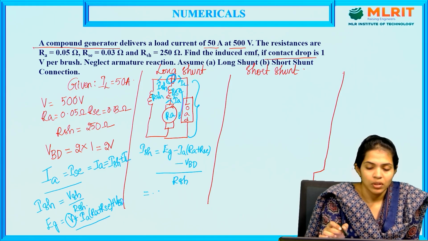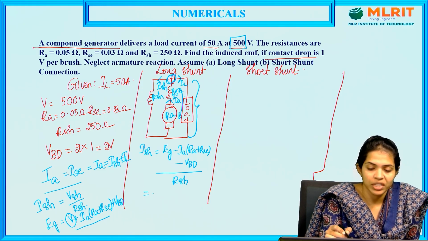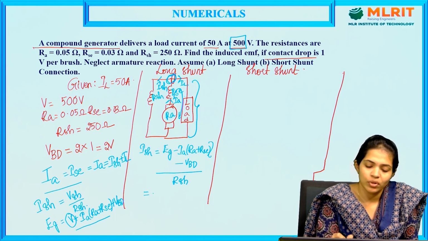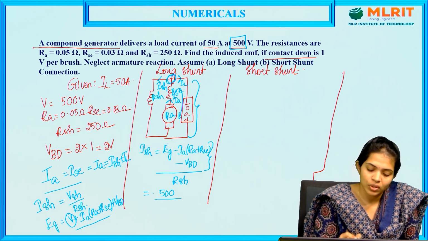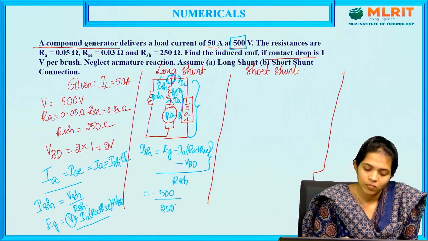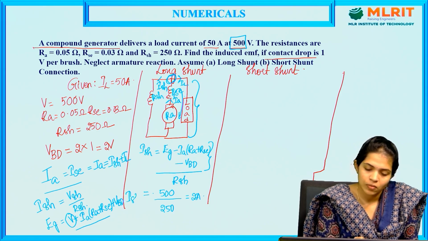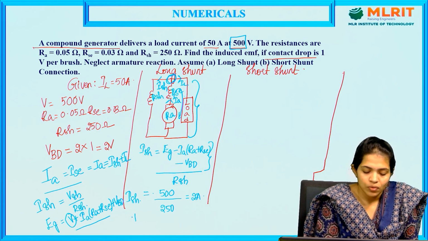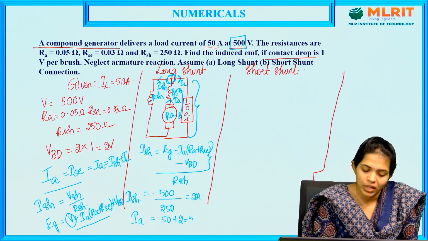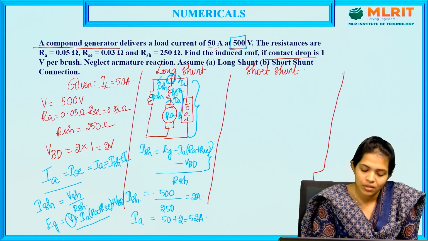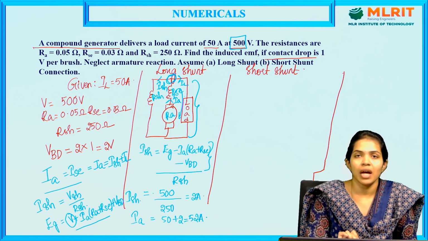So now he has directly given our terminal voltage as 500 volts. So this particular voltage is now taken as 500 volts and RSH value is 250. So we will get it as 2 amperes. So from here, as IL is 50 and ISH is 2, we get our armature current as 52 amperes. So we got the armature current now.